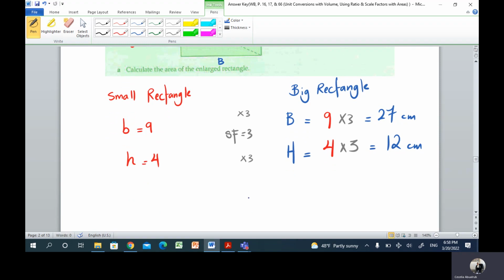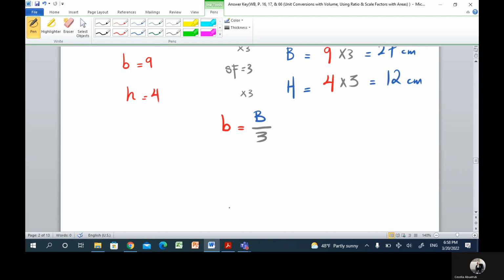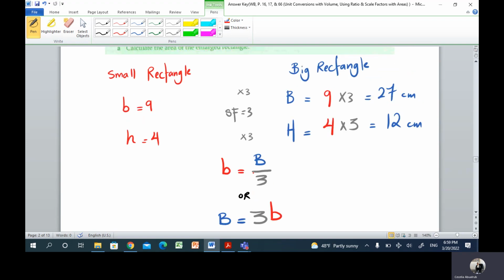How about we write this as a formula? So the small b is equal to the big B divided by 3. Am I right? Or it can be written as the big B is equal to 3 times b. So as you can see, we cannot separate ourselves from algebra, from ratios, from scale factors. Whatever you learn must always be connected with each other.